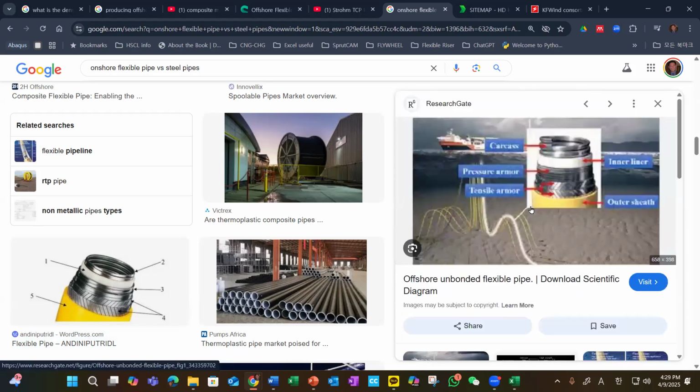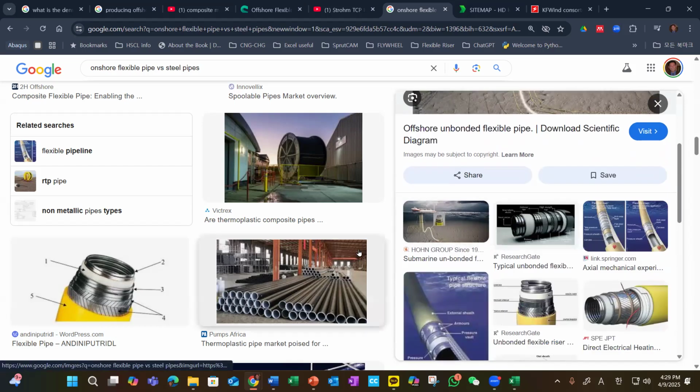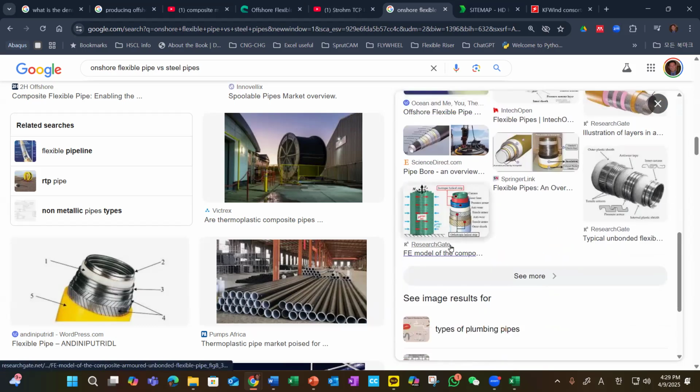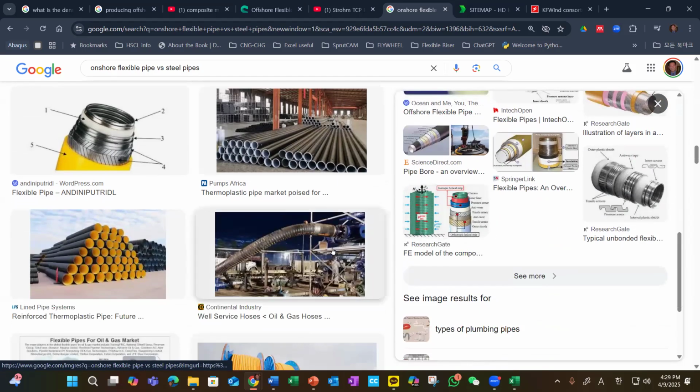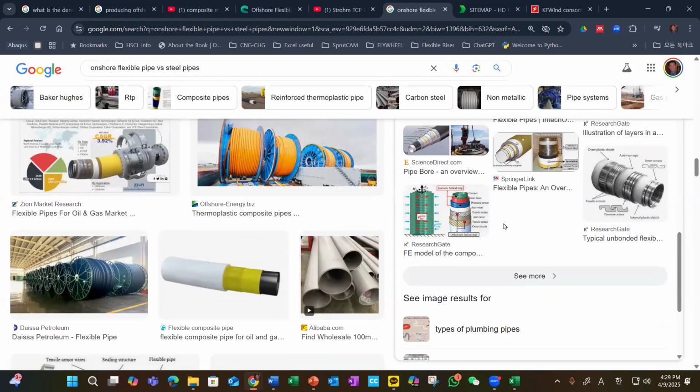So again, this is not just for hydrogen, but general purpose for oil and gas applications. So this industry is big, and even in Korea, we are trying to develop this offshore and onshore pipeline.